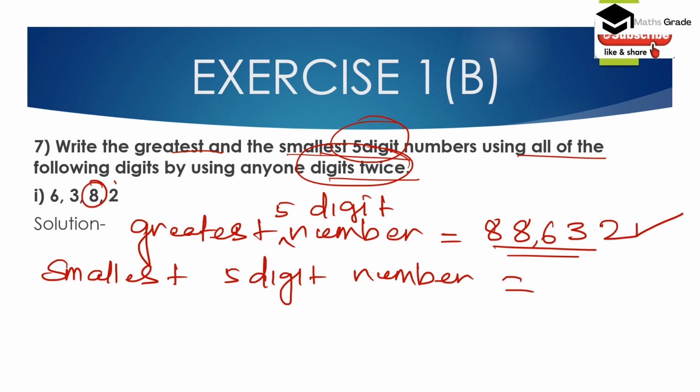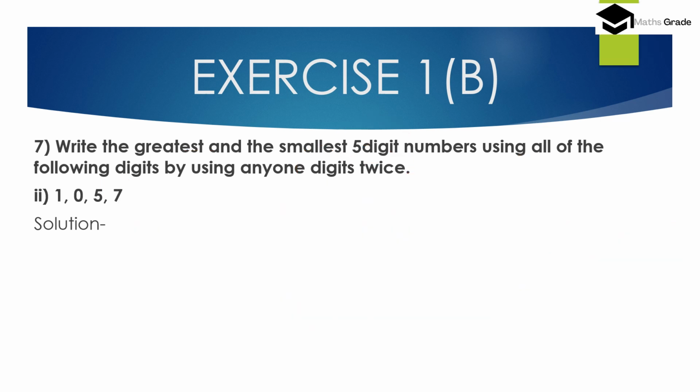Now the smallest 5 digit number. The smallest digit is 2. If we use it 2 times, then 2 2, then after 2 the smallest digit is 3, after 3 the smallest digit is 6, after 6 the smallest digit is 8. So the smallest 5 digit number is 22,368. So the greatest 5 digit number is 88,632, and the smallest 5 digit number is 22,368.